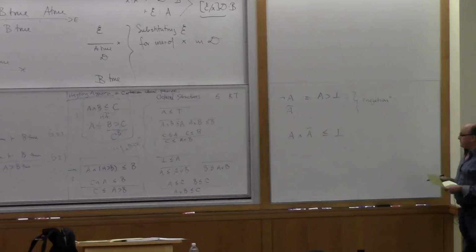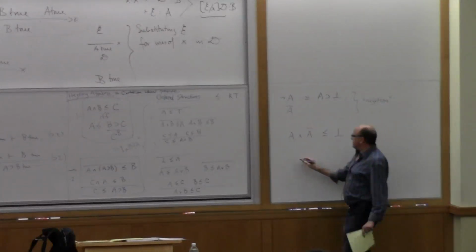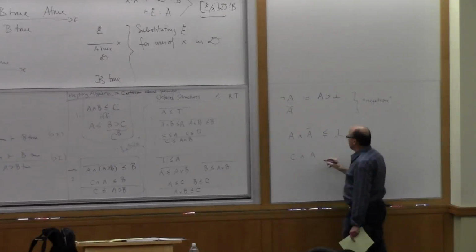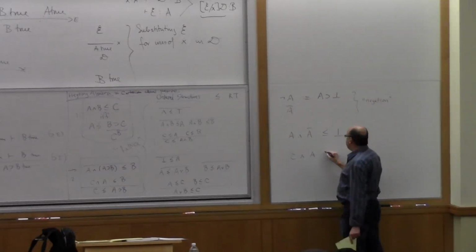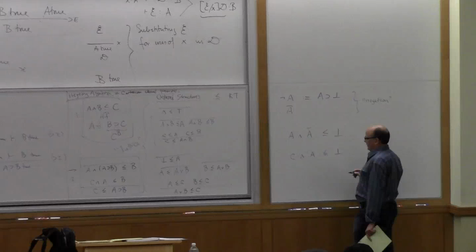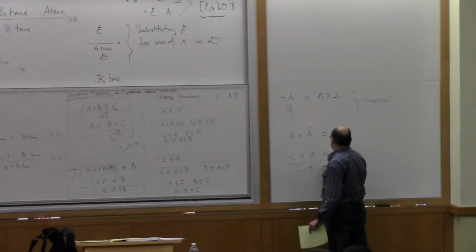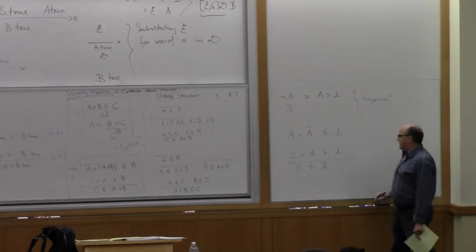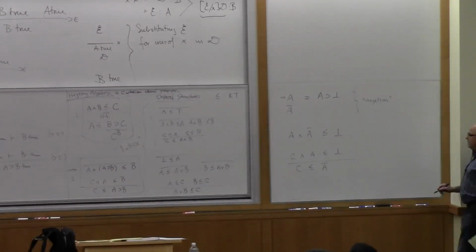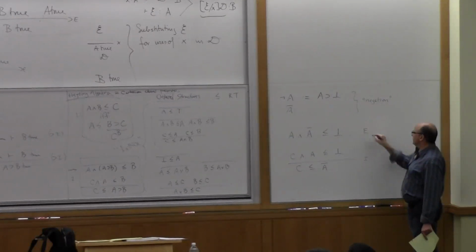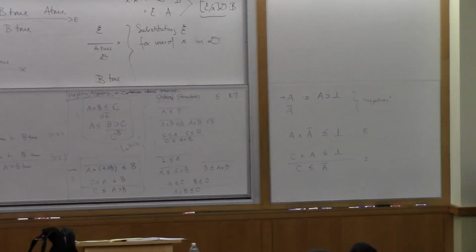And the other thing you'll notice is the following kind of intro principle. This is kind of the elim rule that says if C together with A is less than or equal to bottom, if that's contradictory, then C is less than or equal to A bar or not A, depending on how you look at it. So this is sort of the introduction rule for negation, and this is kind of the elimination rule for negation.